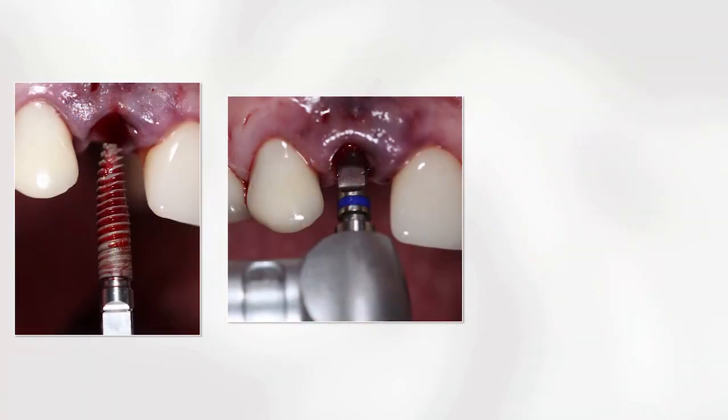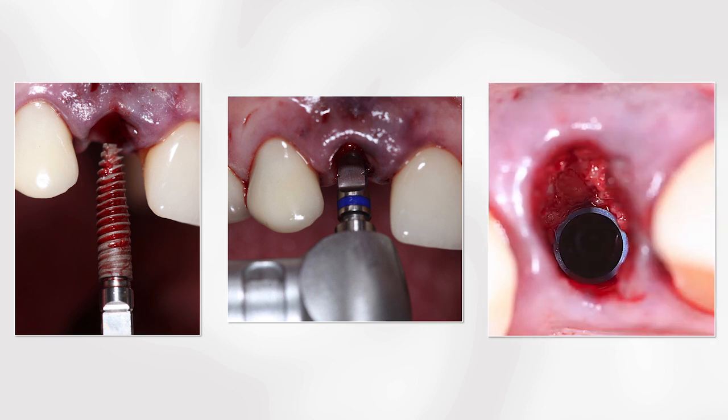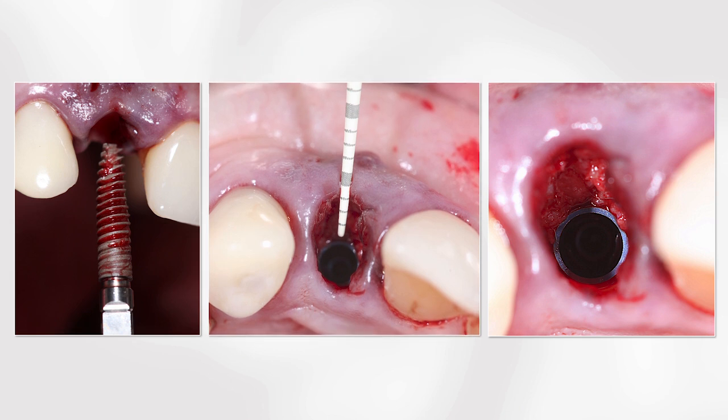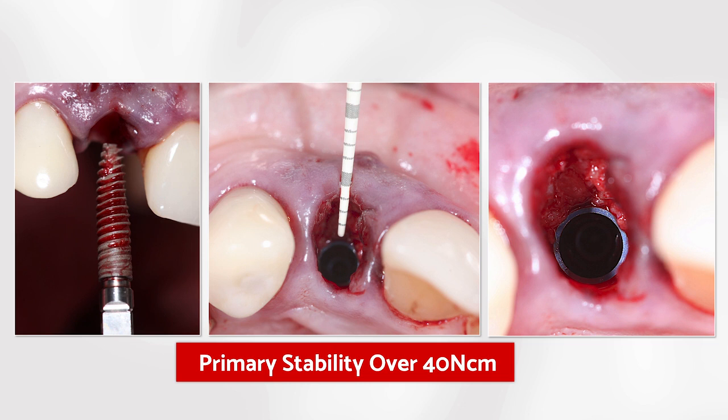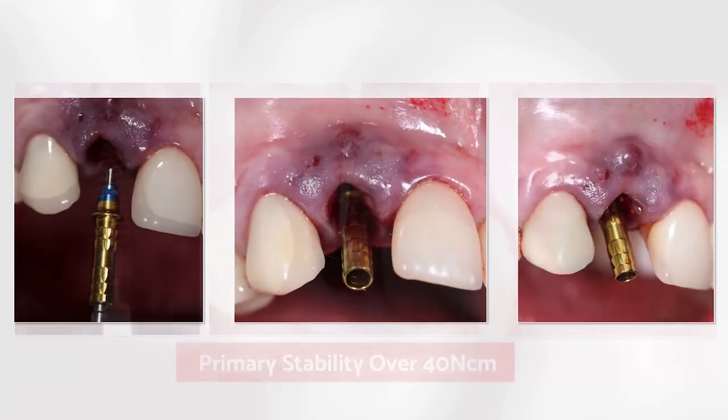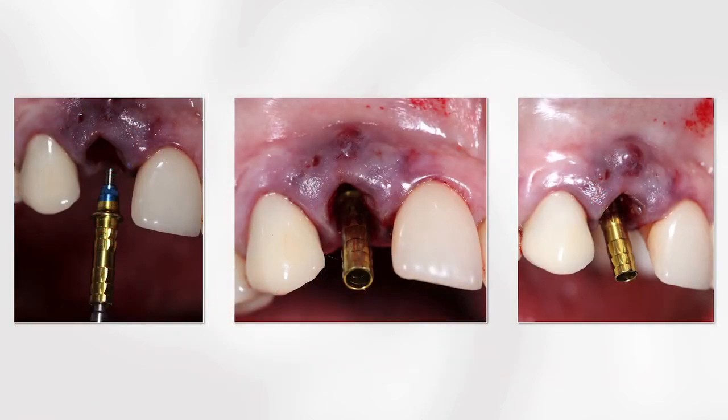We reinstalled the same implant again, and we got very good implant primary stability. Here you can see the implant in position plus the bone graft at the facial aspect of this implant. We checked the 3 millimeters of bone restored, and the primary stability was over 40 Newton centimeters. What's next? The next step, we can make the provisional restoration.